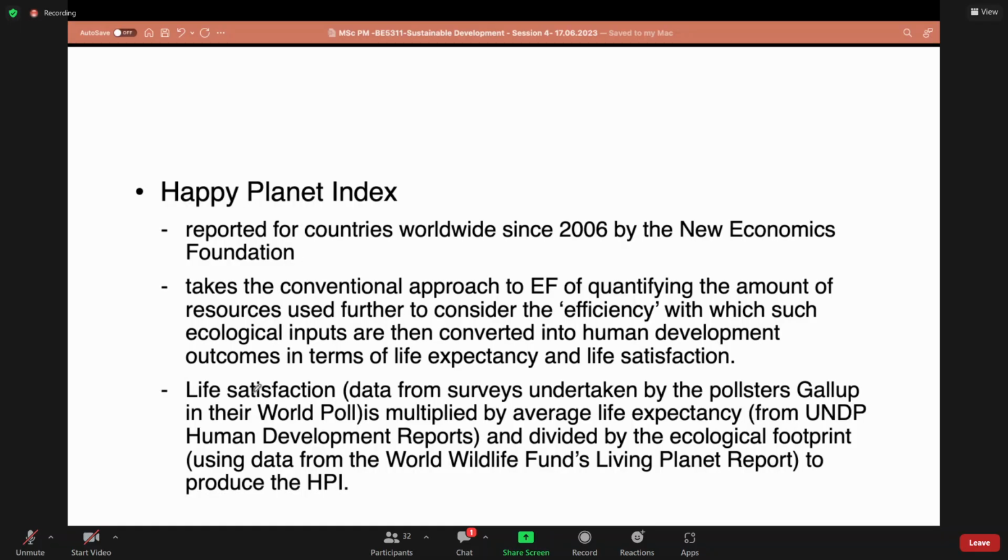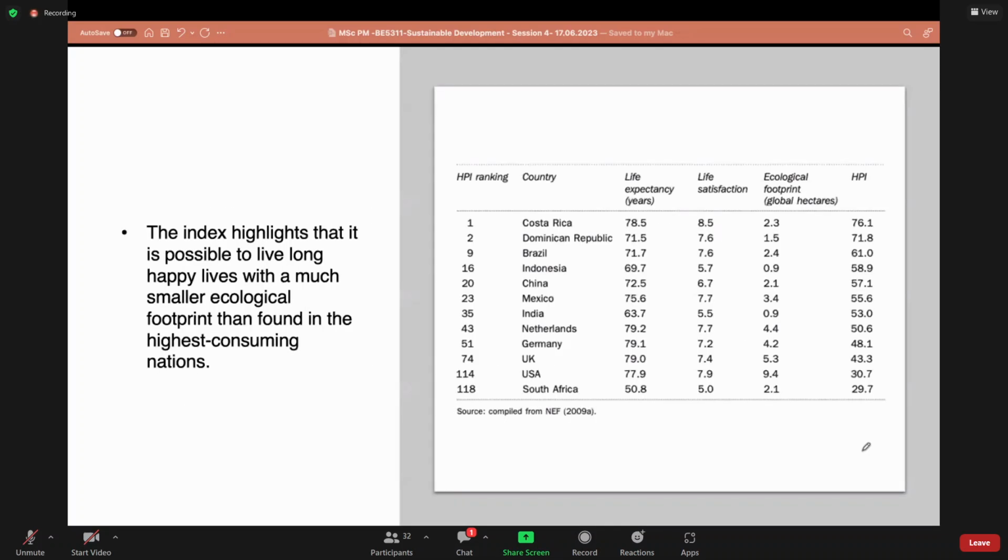So the Happy Planet Index, they are basically multiplying life satisfaction by the average life expectancy and dividing that by the ecological footprint of each country to come up with the index. It shows how efficiently you are using your resources. So basically, this one is highlighting that you can actually live long, happy lives, with high life expectancy and high satisfaction, with actually small ecological footprints.